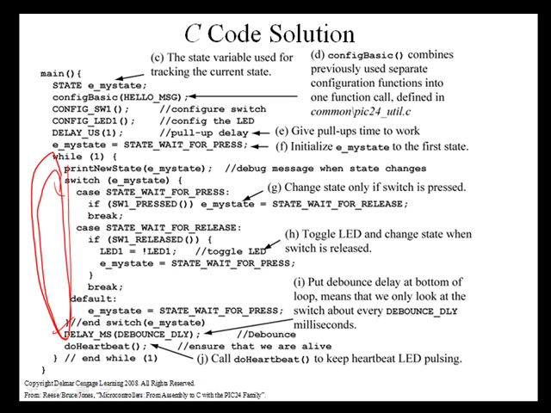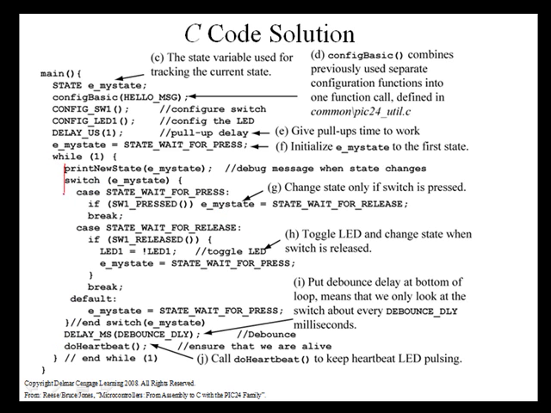In this code, we're always going through this loop, and we're delaying 15 milliseconds each time through the loop, and then going back up to the top. When we execute the switch statement, we're polling the switch. We're sampling the switch. We're checking the value of the switch. If, in this case, it's pressed, then we're going to change this state variable.